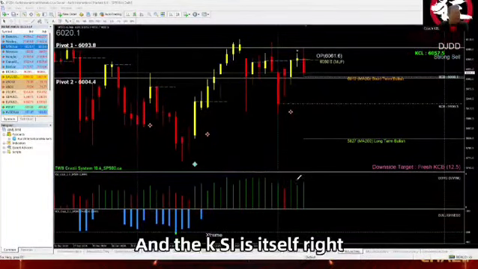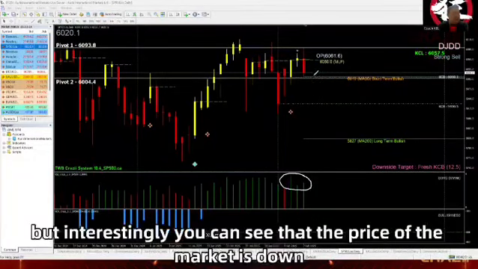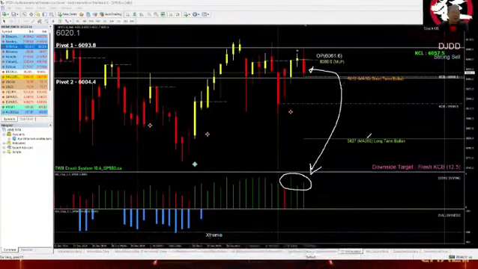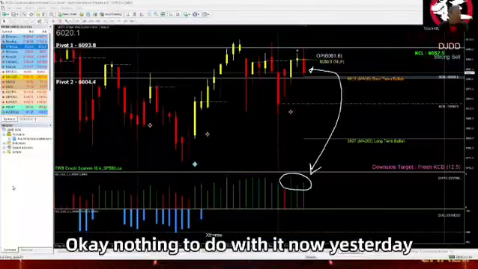And the KSI itself, there's nothing really big in the difference. But interestingly, you can see that the price of the market is down, but the KSI is green. So this is interesting, right? That's why I say again, our KSI has nothing to do with the price action. Okay, nothing to do with it.